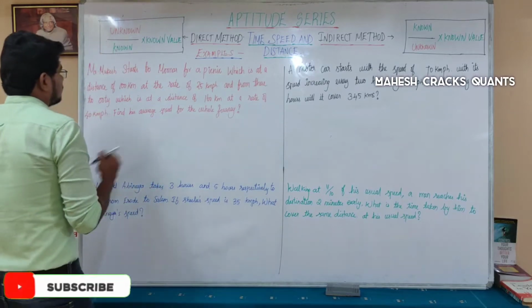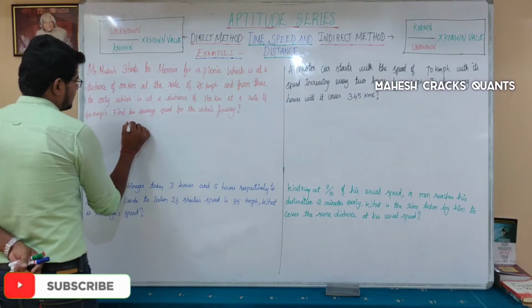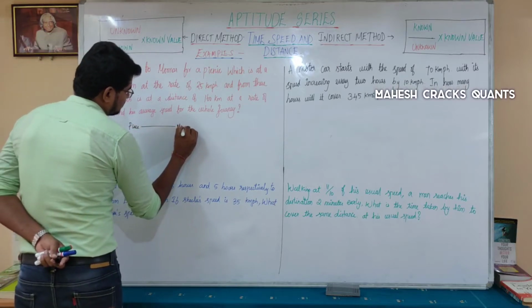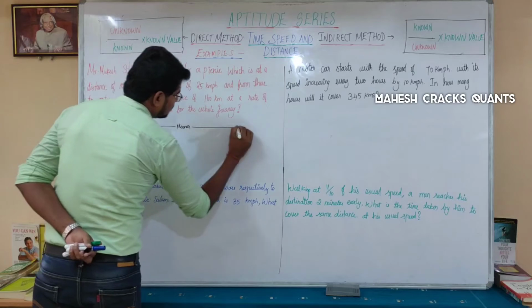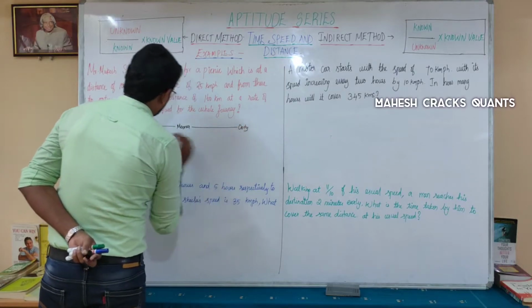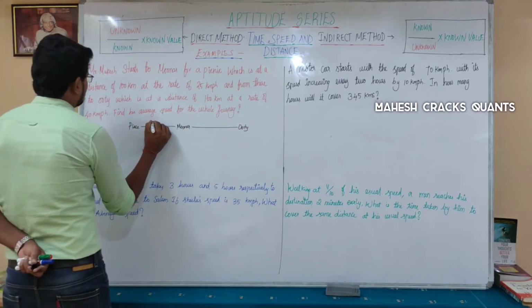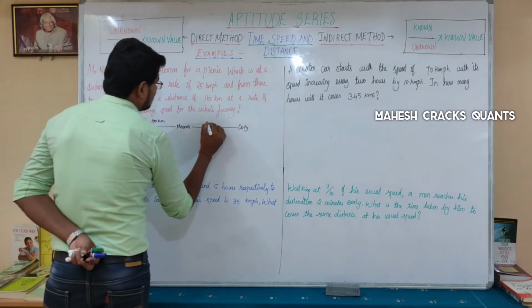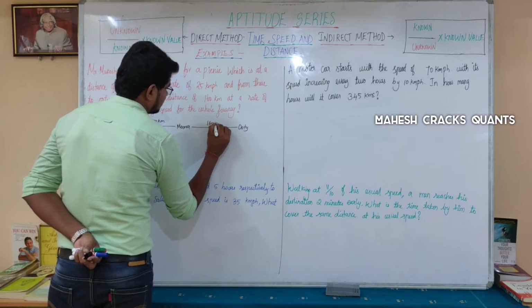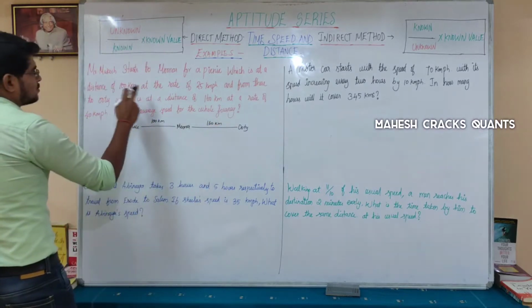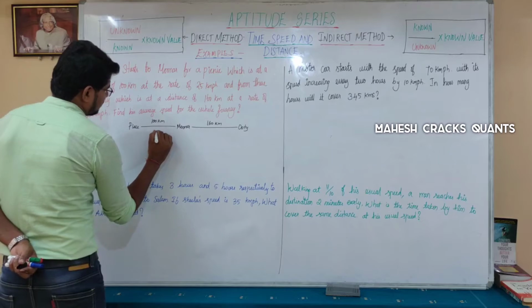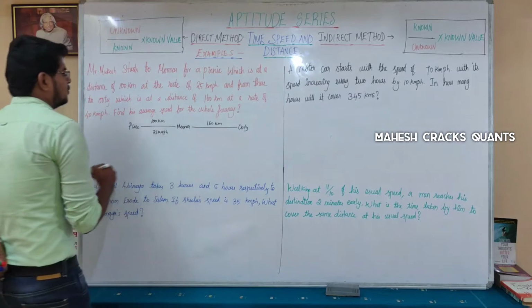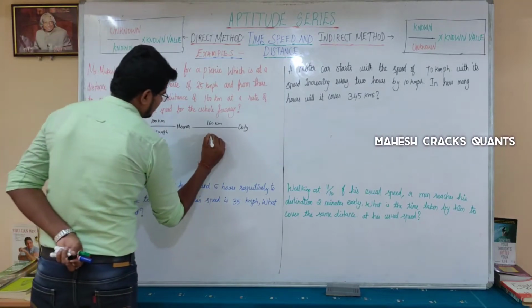Here given is, a person starts from his place to Moonar and from Moonar to Ooty. So from his place to Moonar, which is 100 km, and from Moonar to Ooty, which is 160 km. From his place to Moonar with a speed of 25 km per hour, and from Moonar to Ooty at a speed of 40 km per hour.